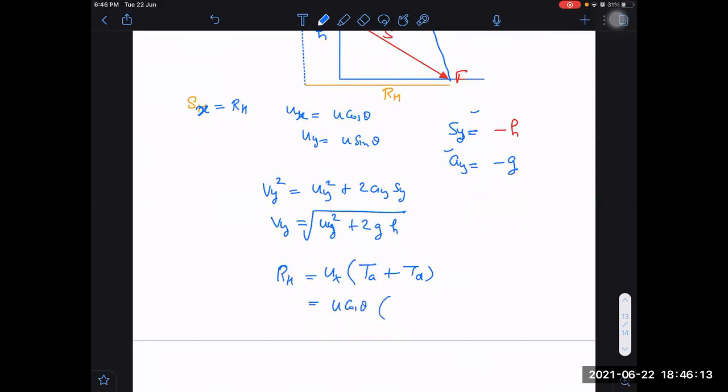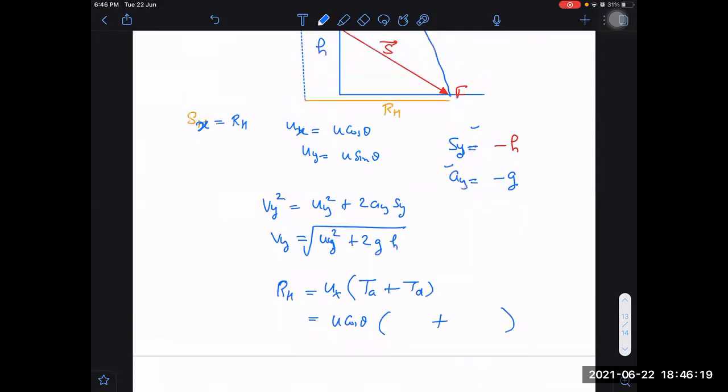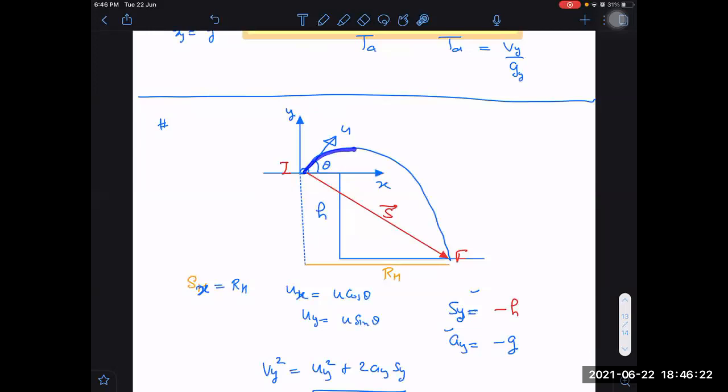What is time of ascent? Tell me, Nandu, you will only tell, please, nobody else will say. What is the time of ascent? Time taken to go to the highest point. Can you please say, sir? What is the time taken to go to the highest point? Think about it. You can always have those formulae already. What is the velocity at the highest point along the y-axis? 0.